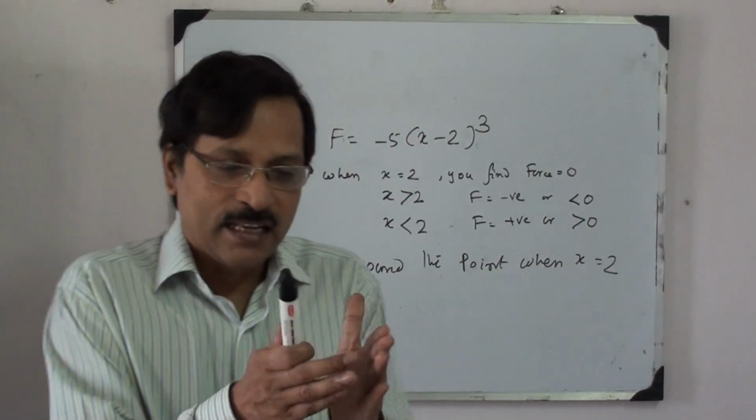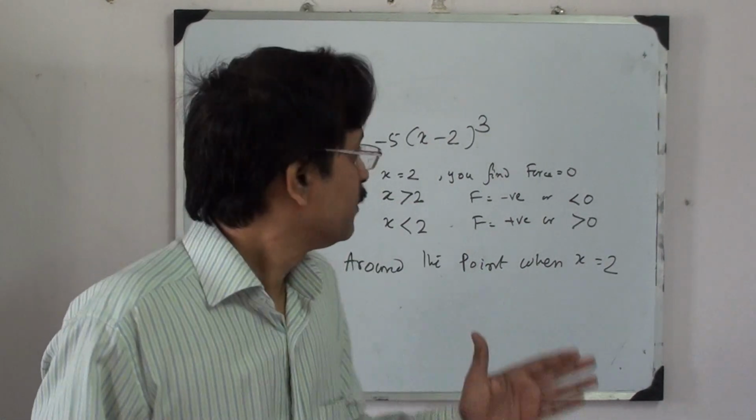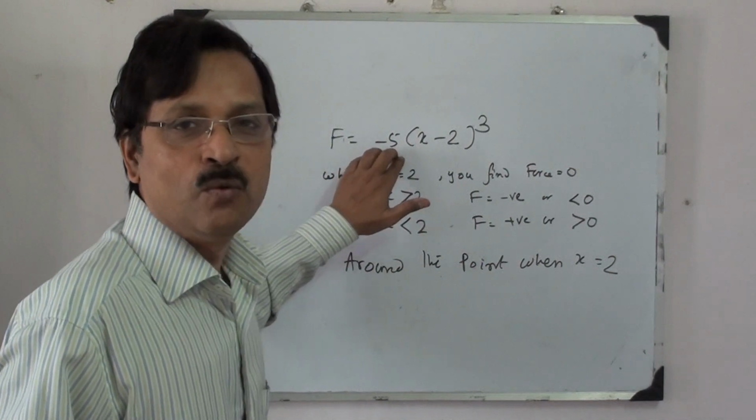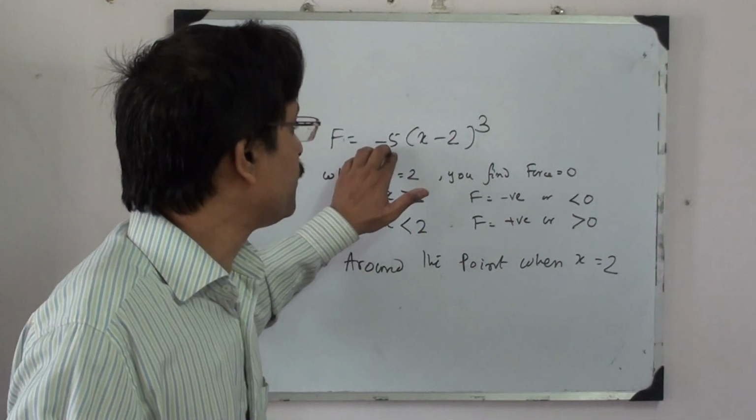By the way, can we tell how far the body moves on either side of point 2? From this equation, we cannot tell. This is also called the amplitude. We cannot derive the amplitude from this equation.